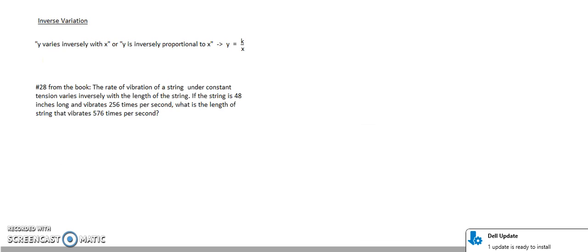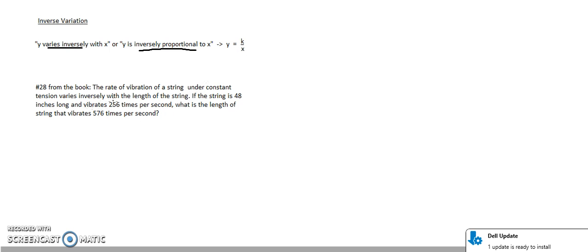Okay, next we're going to look at inverse variation. Inverse variation is a lot like direct variation, but we're looking for things that vary inversely now. The wording is going to be "y varies inversely with x," or "y is inversely proportional to x." So you'll see that word inversely in there somewhere. And the model for that is y equals k over x. So instead of k times x, we've got k divided by x. So x is going to go into the denominator.